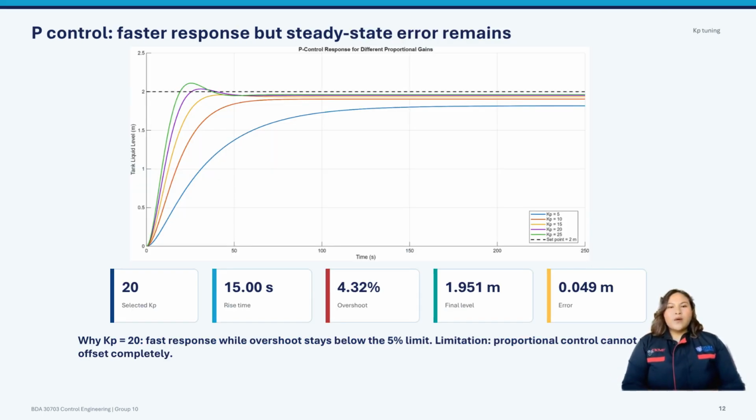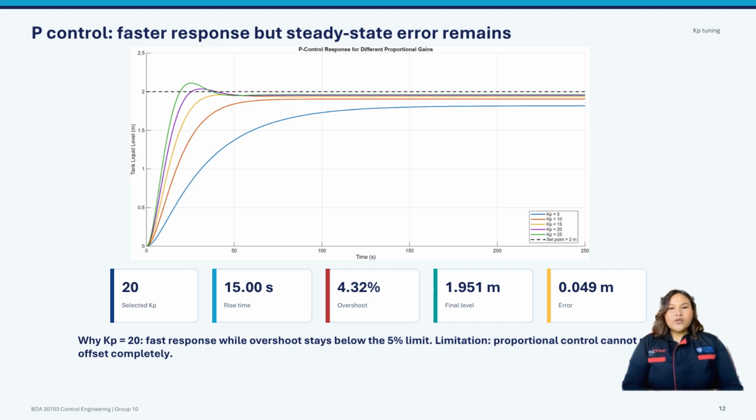Now I will present the performance of the P controller. We tested several KP values from 5 to 25. As the KP value is increased, the system responded faster, but the overshoot also increased. After comparing the results, we selected KP equal to 20 because it provided the best balance between speed and stability. With KP equal to 20, the system achieved a 15-second rise time, 4.32% overshoot, a final level of 1.951 meters, and a steady state error of 0.049 meter.